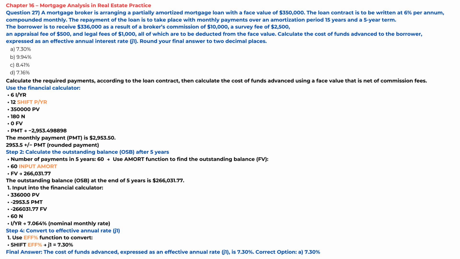266,031.77. Step 3. Input into the financial calculator, 336,000 PV. We got it by $350,000 minus broker's commission of $10,000 minus a survey fee of $2,500 minus an appraisal fee of $500 minus legal fees of $1,000, which equals $336,000. 60 N, press IYR. Calculator displays 7.64%, which is J12, the nominal monthly rate.